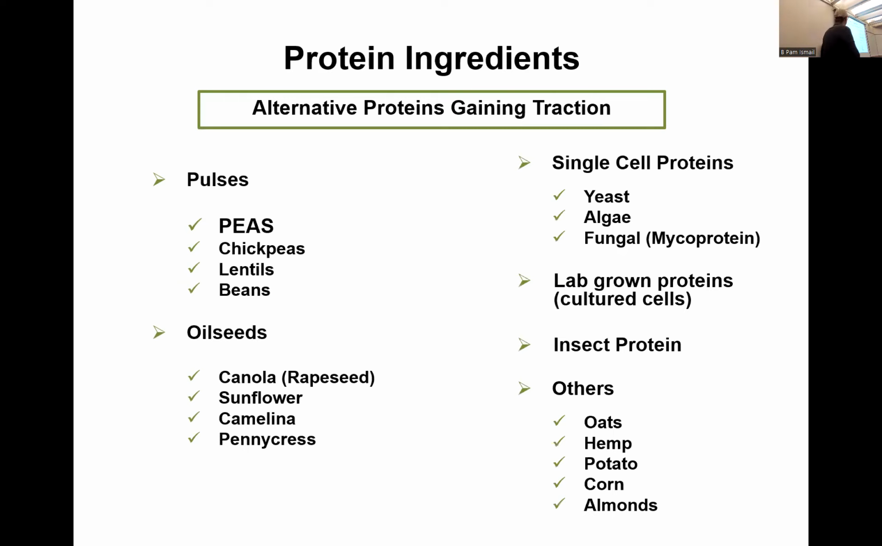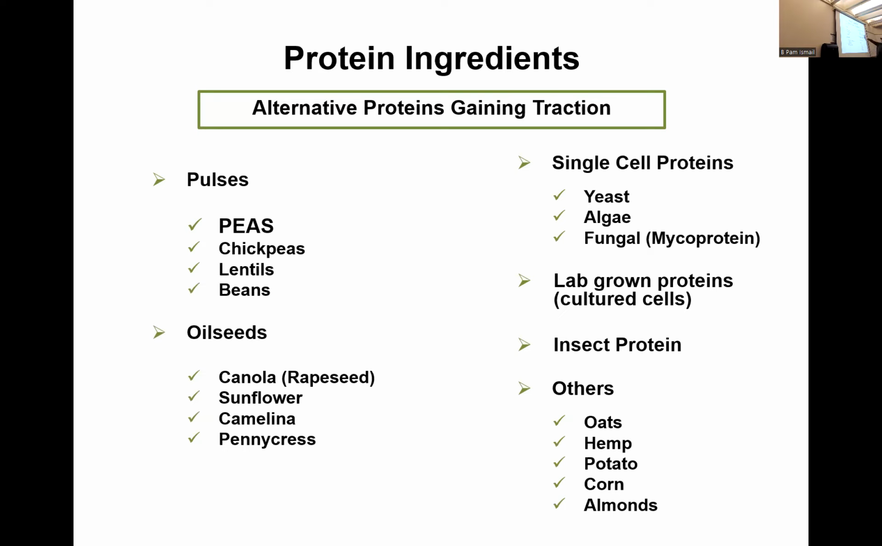And then this is the list of the alternative proteins. So we have the pulses with peas gaining a lot of traction and the fastest growing in the market. On its heels, we have other pulses: chickpea, lentils, beans, and oil seeds other than soy. We are trying to get to know more about canola and sunflower, sustainable sources of oil seeds. And then you have the others, the list is growing: oats, hemp protein, potato in Europe, corn, almonds. We should add alfalfa here. I'll add it, don't worry.